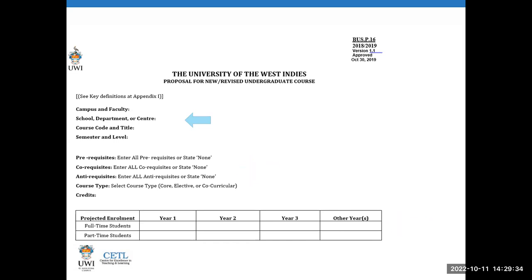The next aspect, well, of course, I just mentioned projected enrollment. So, for example, year 1, year 2, how many students you expect at any particular time if it's a program proposal or even a course proposal. All right.